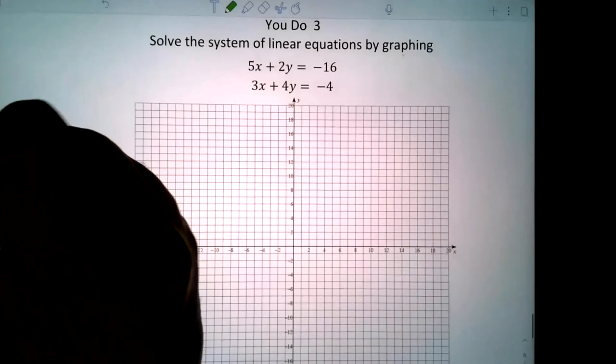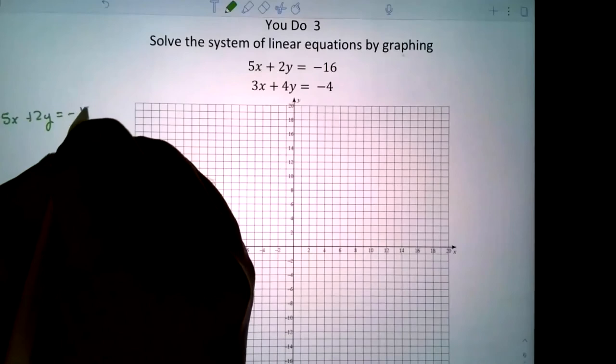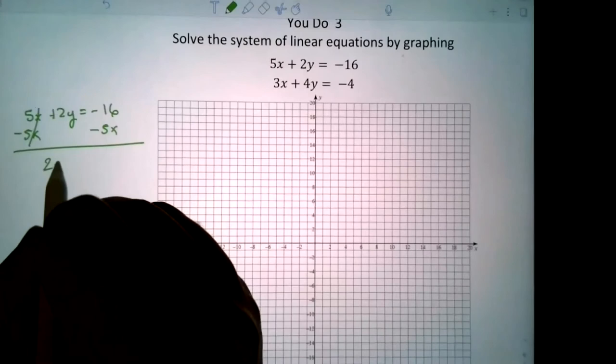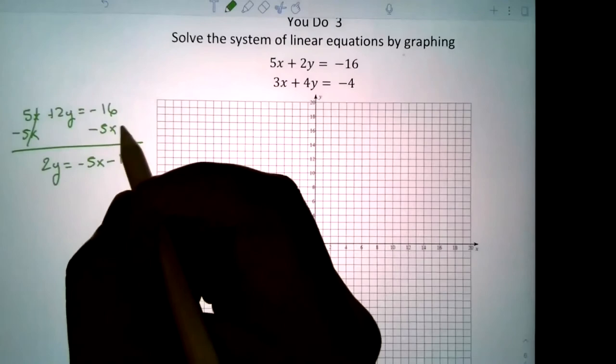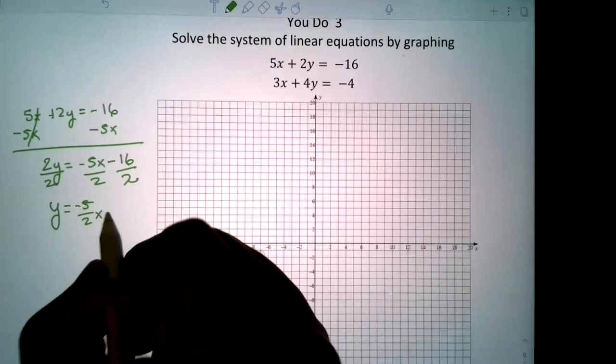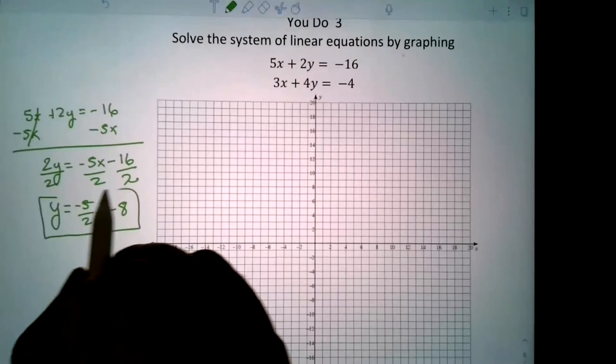So 5x plus 2y equals negative 16. Subtract 5x from both sides. Again, we've done this so much that you should be pros at it. So we have 2y equals negative 5x minus 16. Divide both sides by 2. We get y equals negative 5 over 2 x minus 8. So that was our first line, and we're going to go ahead and graph it, okay?